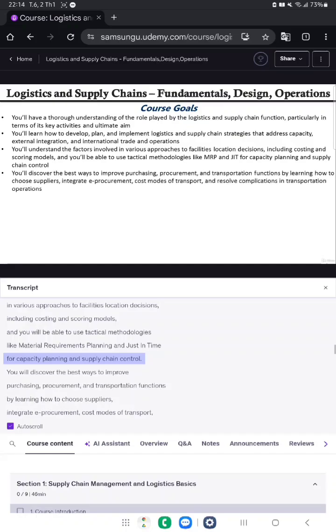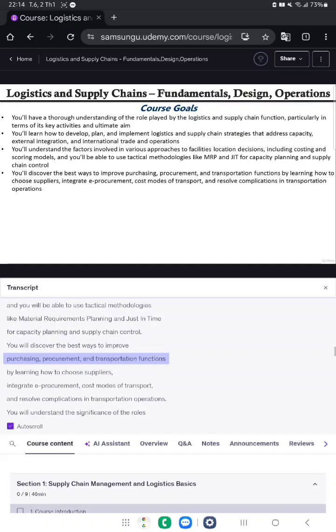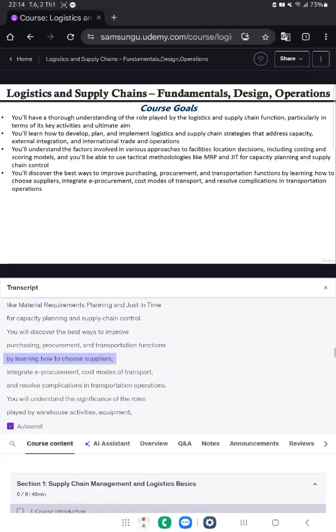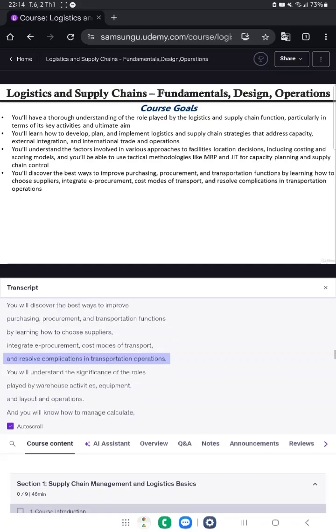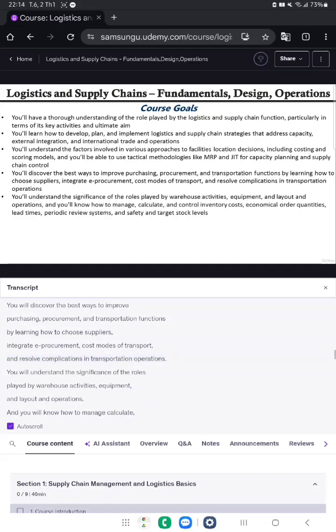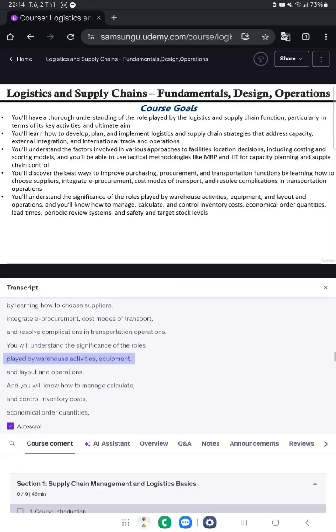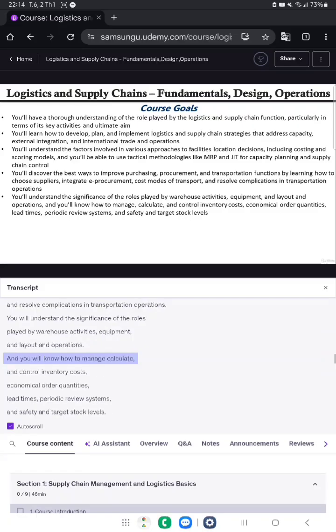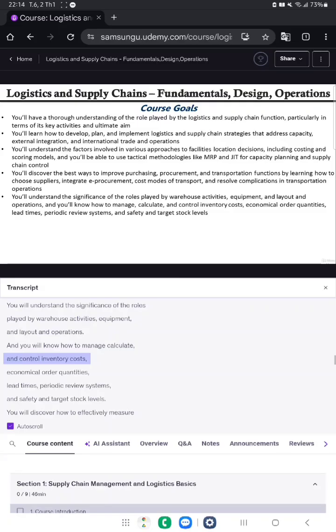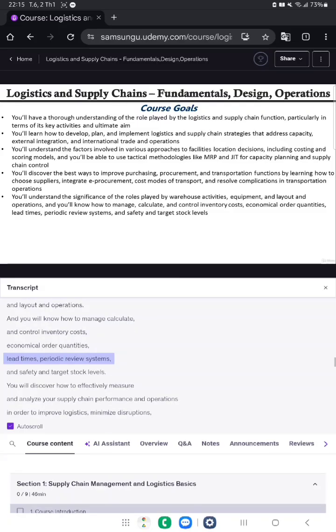You will discover the best ways to improve purchasing, procurement, and transportation functions by learning how to choose suppliers, integrate e-procurement, cost modes of transport, and resolve complications in transportation operations. You will understand the significance of the roles played by warehouse activities, equipment, layout and operations, and you will know how to manage, calculate, and control inventory costs, economical order quantities, lead times, periodic review systems, and safety and target stock levels.